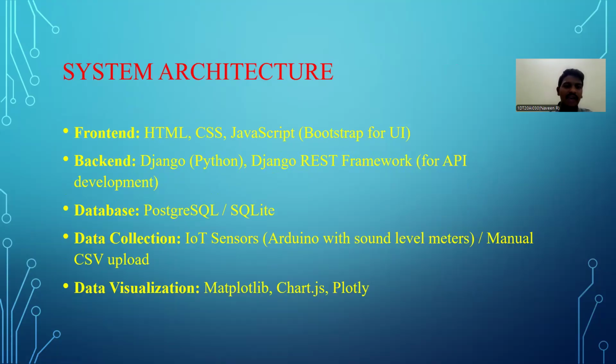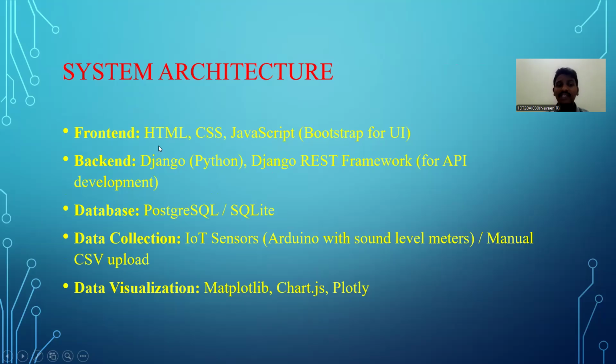In this system architecture, we are going to deal with components like a front end, back end, database, data collection, and data visualization. For this noise pollution front end, we will be using HTML, CSS, and JavaScript. These are some of the user interface, or say, implementation steps for a front end.